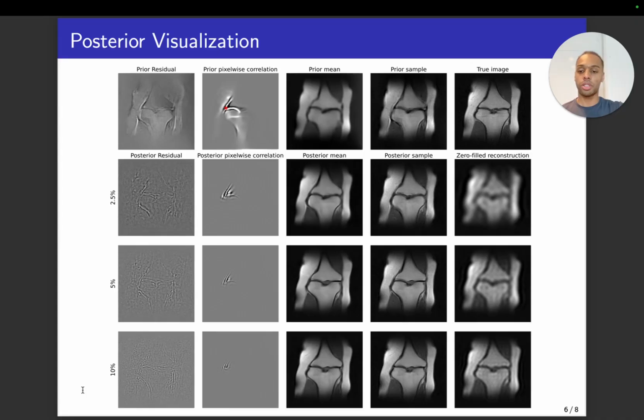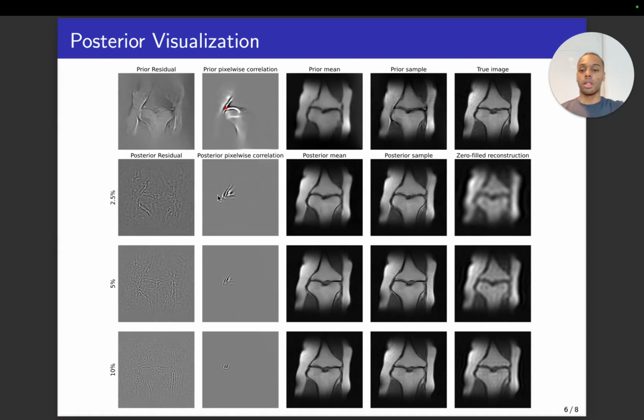However, in rows 2 to 4, we are showing the corresponding visualizations for posteriors after conditioning on 2.5% of k-space data up to 10% of k-space data. For the most severely undersampled case, you can see that the posterior residual here shows very strong evidence of the prior that was used within its structure. And this is indicative of the fact that 2.5% of k-space isn't very much. You can't resolve things to a very high resolution. In fact, the naive reconstruction is completely blurry. And so in order to fill in the gaps here, the prior distribution is influencing what this reconstruction looks like quite heavily.